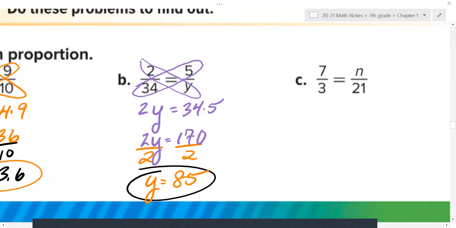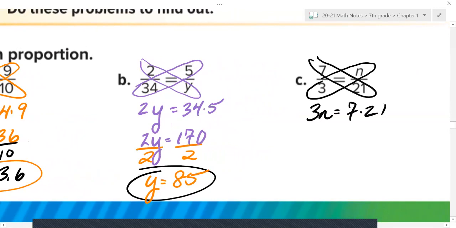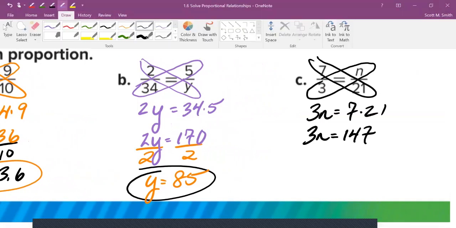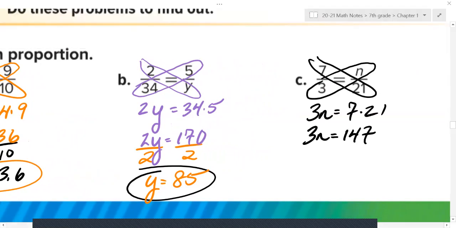Now the variable is in the numerator on the right side. Since I'm solving for the proportion, I need to do cross products. So I have 3n and 7 times 21. So now I have 140 plus 7, and I need to divide both sides by 3 to get the variable by itself. So I get 49.